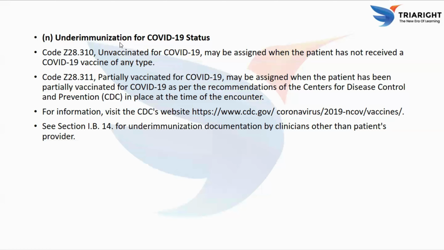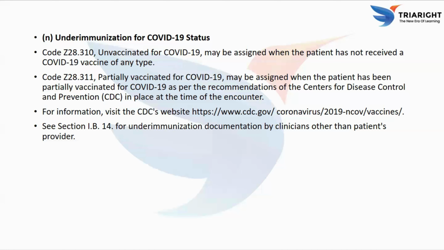So next is code Z28.311, partially vaccinated for COVID-19. When to use this code? You have to use Z28.311 when the patient has received some but not all recommended doses according to CDC guidelines at the time of the visit. Why does timing matter? Because vaccine recommendations change over time, for example 1 dose, 2 doses, and booster doses. So the patient is considered partially vaccinated if they have not yet completed the current recommended series.